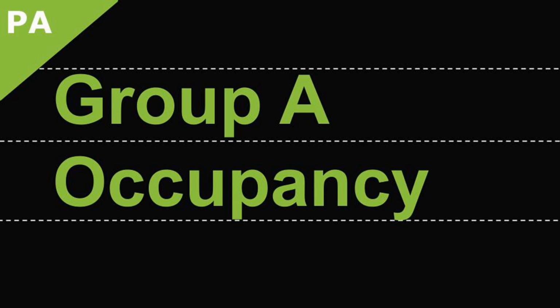This includes libraries, art museums, conference rooms greater than 50. Group A4 is for assembly for viewing of indoor sports such as arenas.